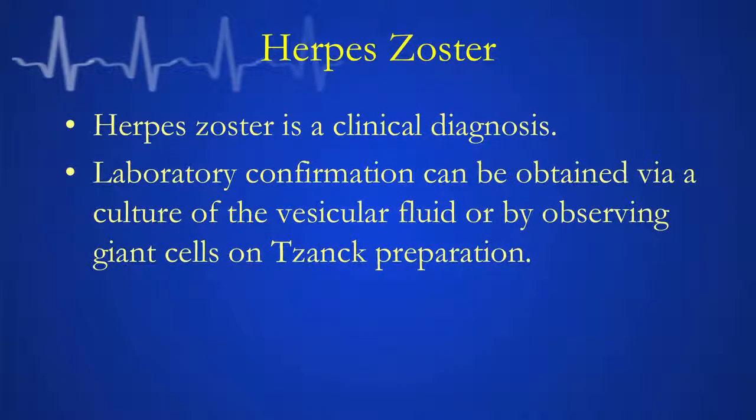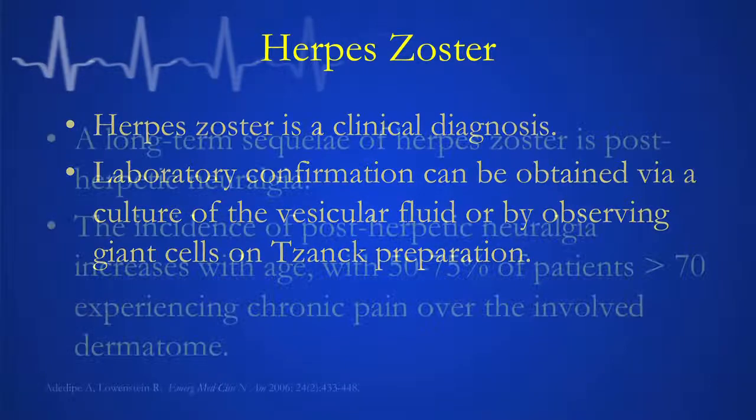It's a clinical diagnosis. You can try to do laboratory confirmation. You can do a culture of the vesicular fluid, or by observing giant cells on a Tzanck preparation. I don't really think that any of us do that. I think that it's a clinical diagnosis, and you stick with it.